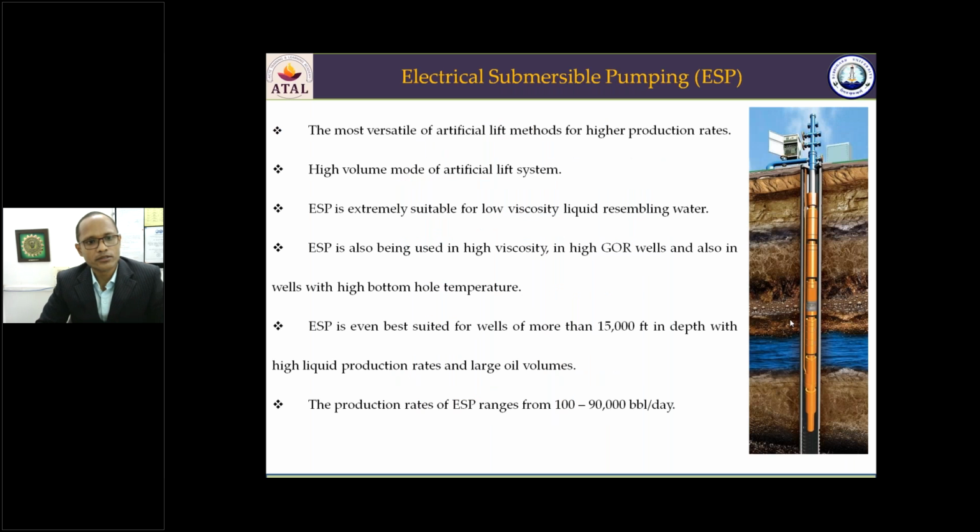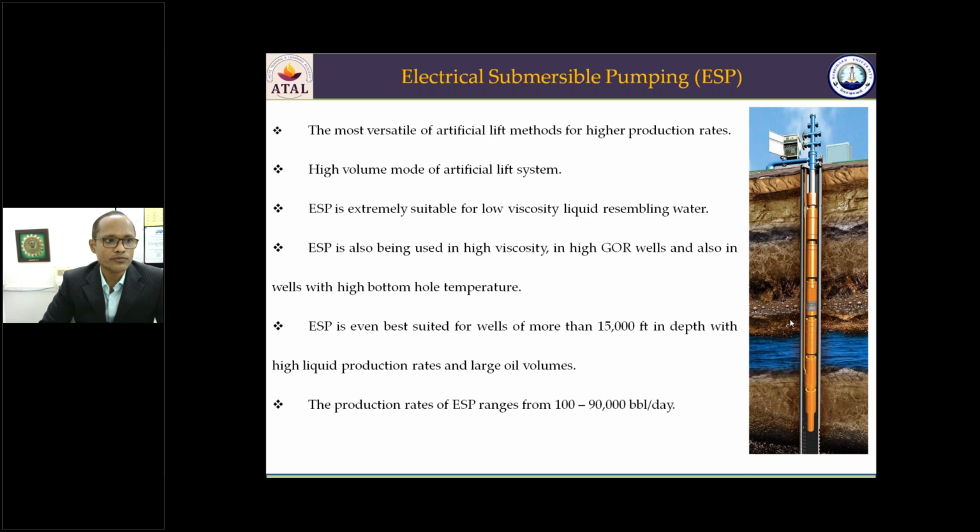Next comes the electrical submersible pumping. The electrical submersible pumping is a widely used method of artificial lift. In this method of lift, we are using a submersible pump. It is said to be the most versatile artificial lift method for higher production rate. When higher production rate is required, this method is widely used.